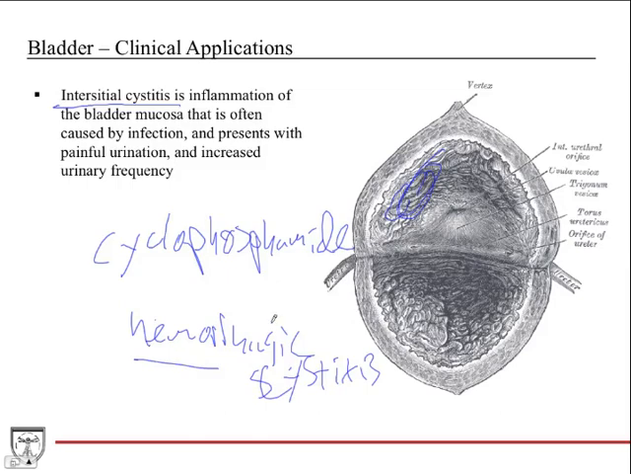Infection is not hemorrhagic. With infection, you just have the classic examples: painful urination, increased urinary frequency. If you get a urine analysis, you could see white blood cells increased. You could see even bacteria. If you do a culture, you could see nitrates if it's a gram-negative infection.